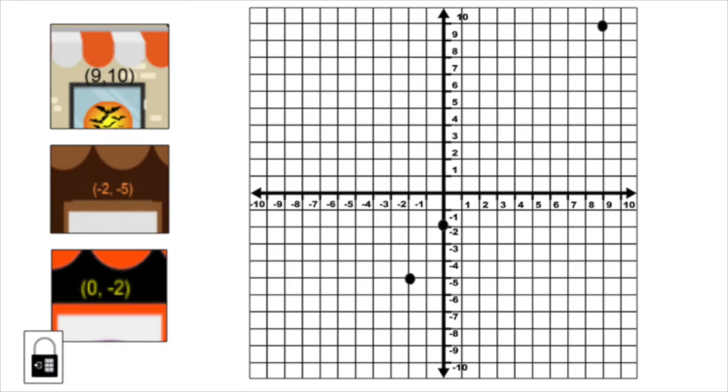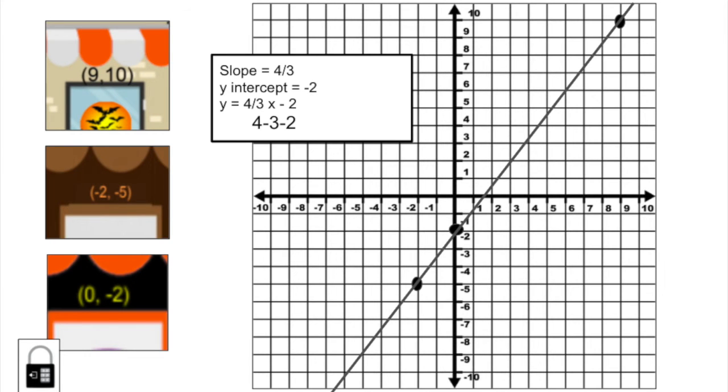When these points are plotted and connected, they will discover a line. And they will need to find the slope of the line, which is 4/3, and the y-intercept is -2. The combination to the small box is 4, 3, 2.